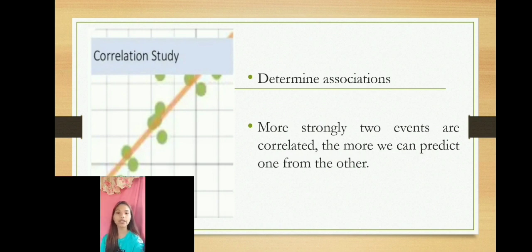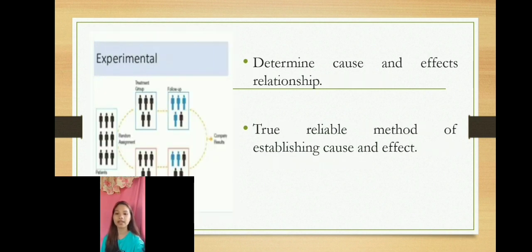Second is correlation study, a research design that determines association. It is useful because the more strongly events are correlated, the more we can predict one from the others. The next is experimental. Determines cause and effect relationships. The only true method of establishing cause and effect. Experimental research is limited to what is observable, testable, and manipulable.